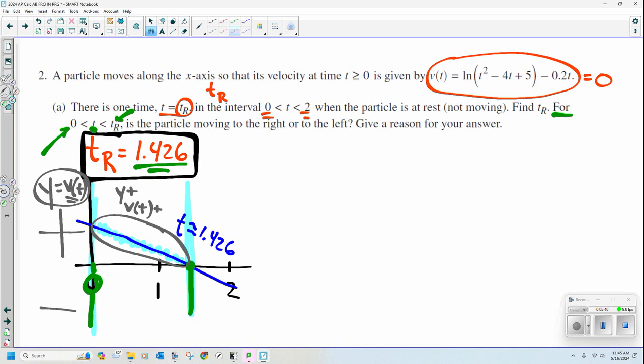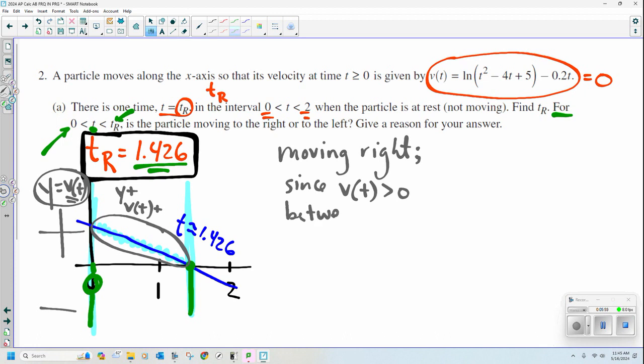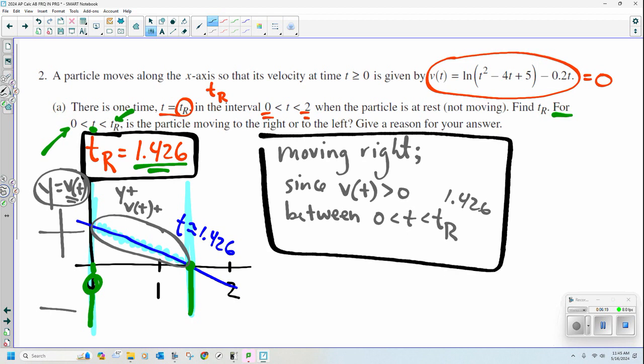All right. So give a reason. Let's say, first of all, it is moving right. Moving right. Okay, give a reason. Since v of t is greater than 0 between 0 and t of r, or you could use 1.426. There you go. Because in the interval they gave us, velocity is positive, so the particle's moving right. We are done with 2a. And there are two answers, boxed in black.